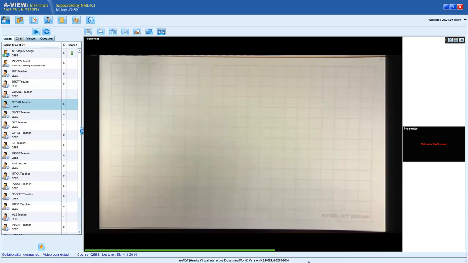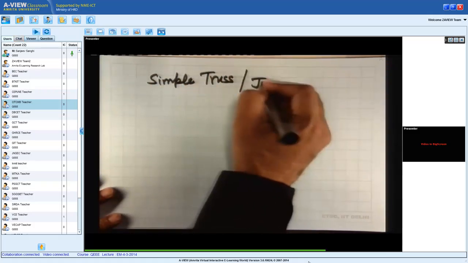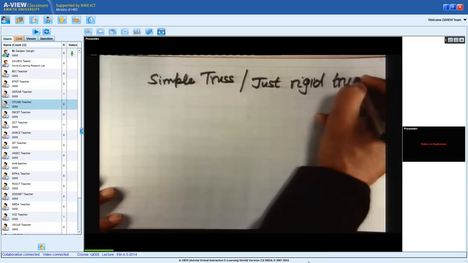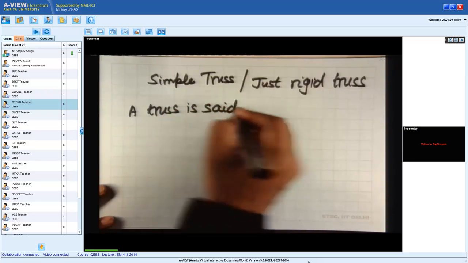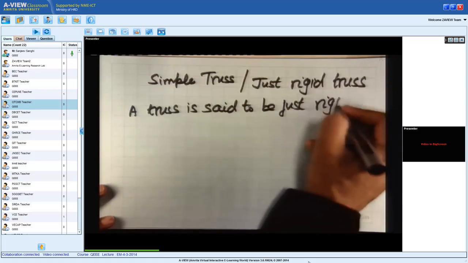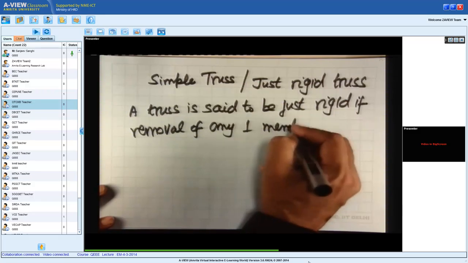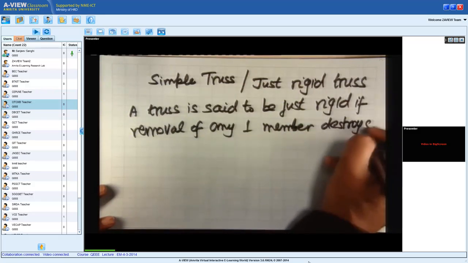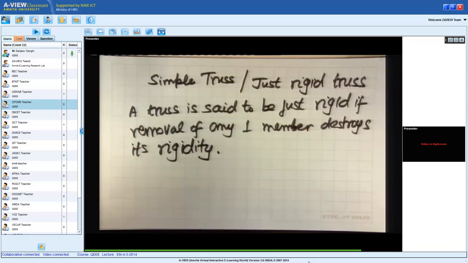So next, let us see another sort of classification of a truss, before we come to the solution of the truss. We have what we call a simple truss, or a just rigid truss. A truss is said to be just rigid if removal of any one member destroys its rigidity. That means you remove one member, and you will see that the truss can start to oscillate or it can start to move.